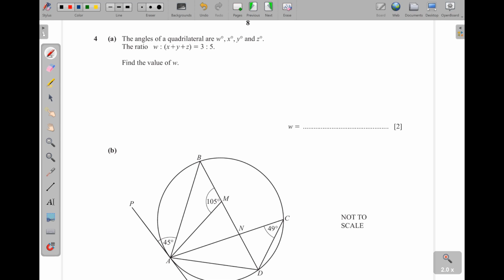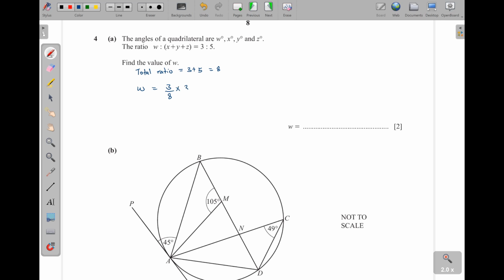Question 4 part A. The angles of a quadrilateral are W, X, Y, and Z. The ratio of W to X plus Y plus Z is equal to 3 to 5. Find the value of W. Now we can get the total ratio. So the total ratio is going to be 3 plus 5, which is equal to 8. Okay. Now, that means W corresponds to, the shares are 3 out of the total, which is 8, okay?